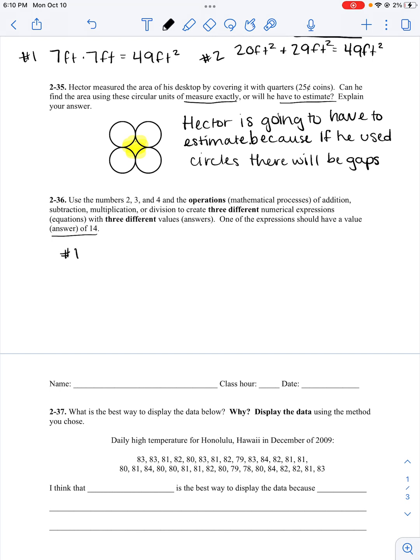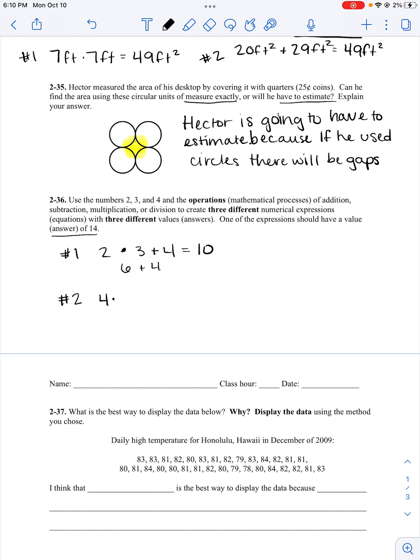Okay, so what this means is I can take 2, 3, and 4 and say, okay, well, I'm going to multiply 2 and 3, and I'm going to add 4. 2 times 3 is 6. 6 plus 4 is 10.